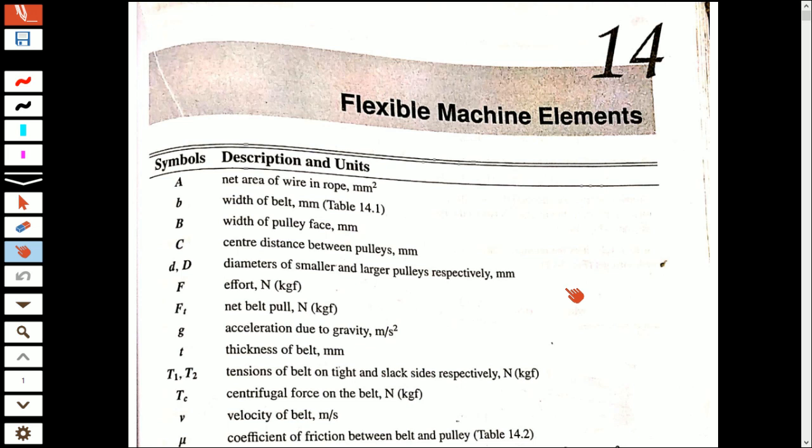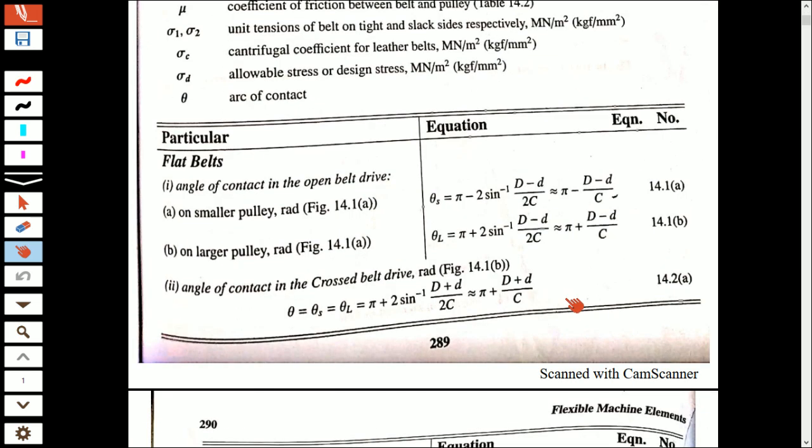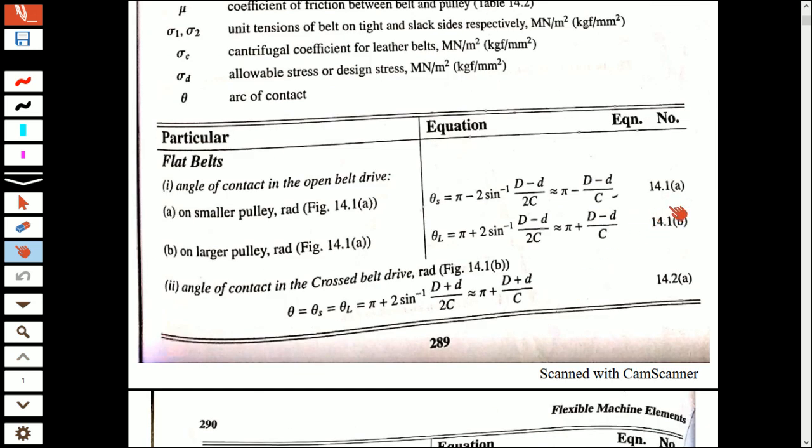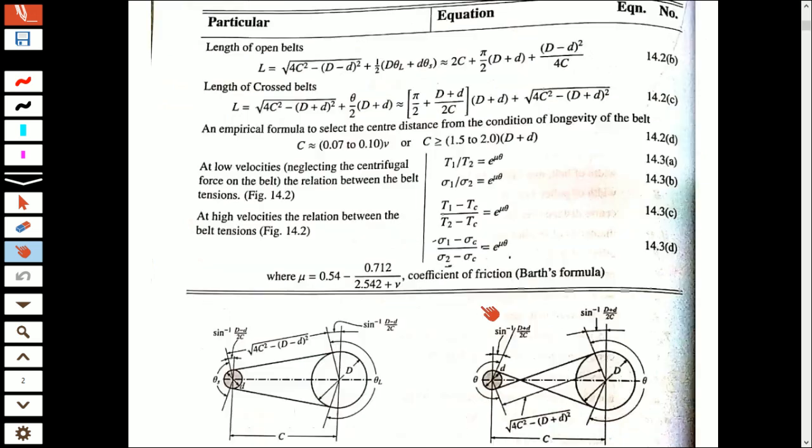So what you have to do is kindly make a note of the equations, where they should be used and how they should be used. Initially, all these equations 14.1a, 14.1b, we have used for the various calculations. Also we have used the equation for the length of the belt drive. So what I'm going to discuss here is not these equations.